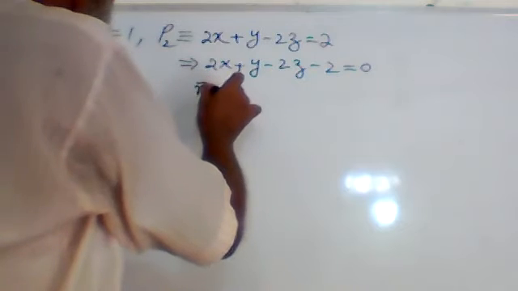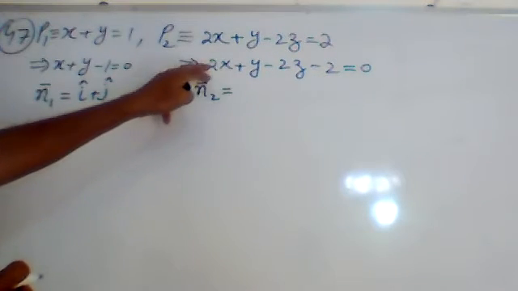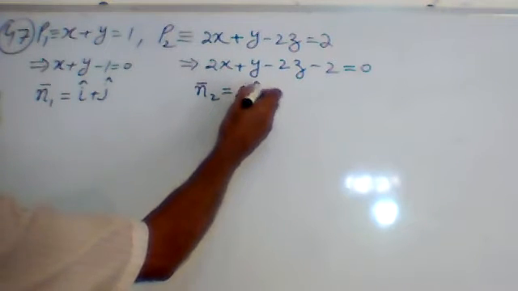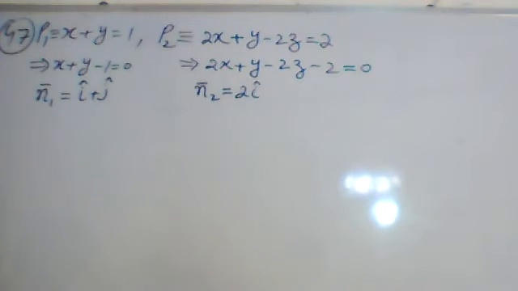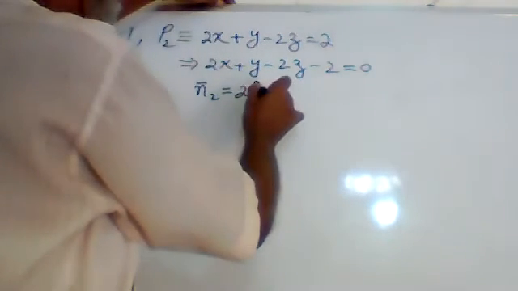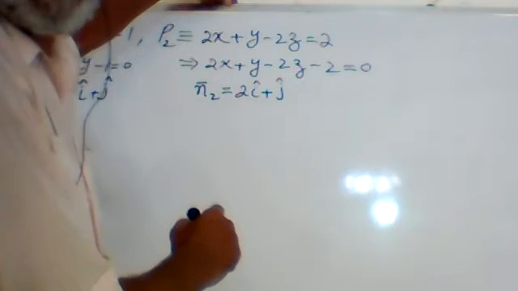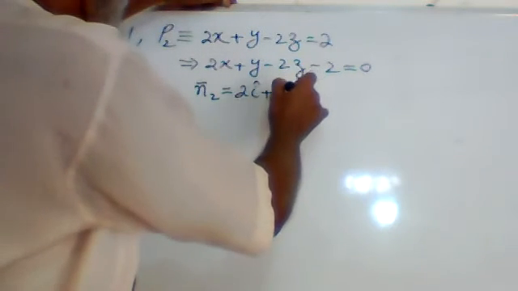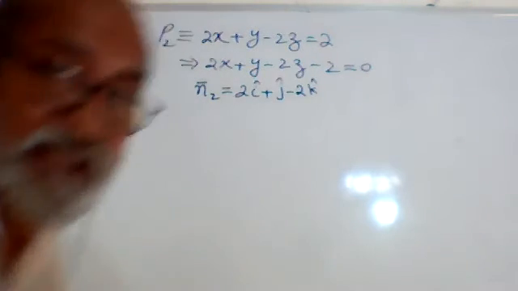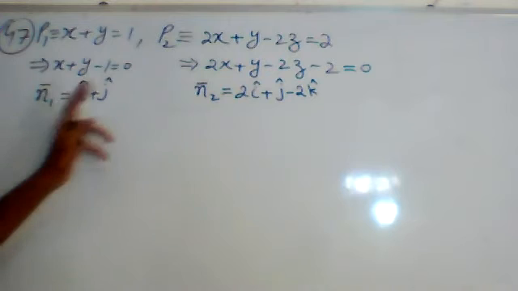Here also we'll find the normal vector n2, the perpendicular vector to the plane 2. The coefficient of x is 2, 2 into i. Then plus coefficient of y is 1, 1 into j. Coefficient of z is minus 2, so minus 2 into k. This is the normal vector for plane 2. So we have the two normal vectors.